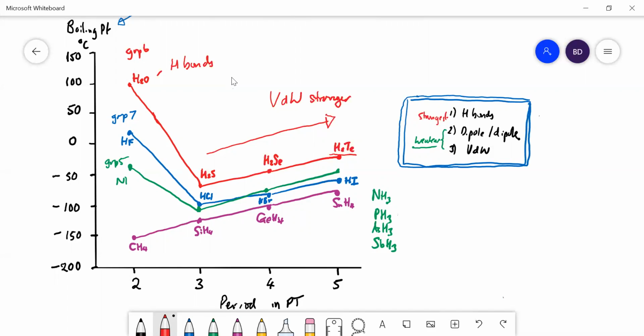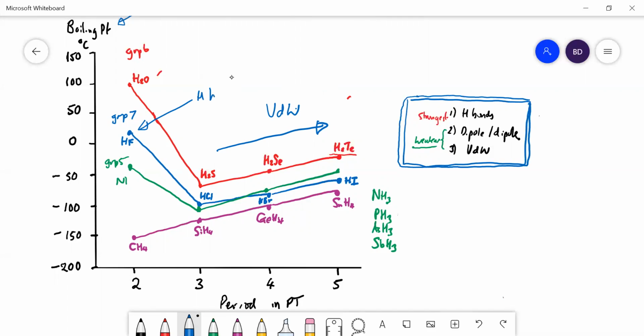Okay, let's leave that, and let's move on to group 7. We get a very similar thing here. We get a bit of an increase between HCl, HBr, HI, presumably due to the van der Waals forces getting stronger. But HF is anomalous, it's very high, and that's because you've got H bonding in there. It's a similar situation to group 6.